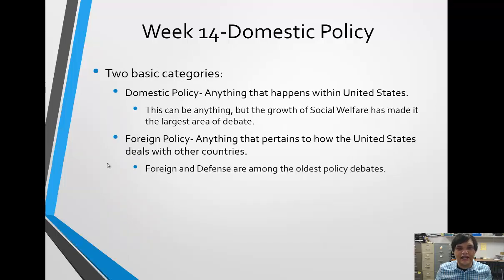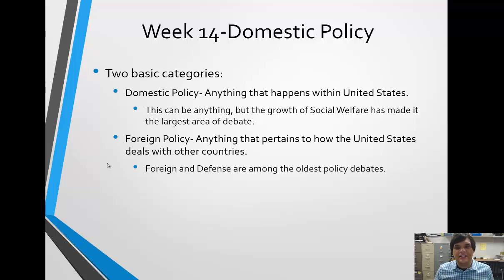The two basic categories of public policy, once again, are domestic policy and foreign policy. You should be able to very easily distinguish between the two. Domestic policy is anything that happens within the United States. This can be anything, but the growth of social welfare and economics and things like that has made it the largest area of debate.